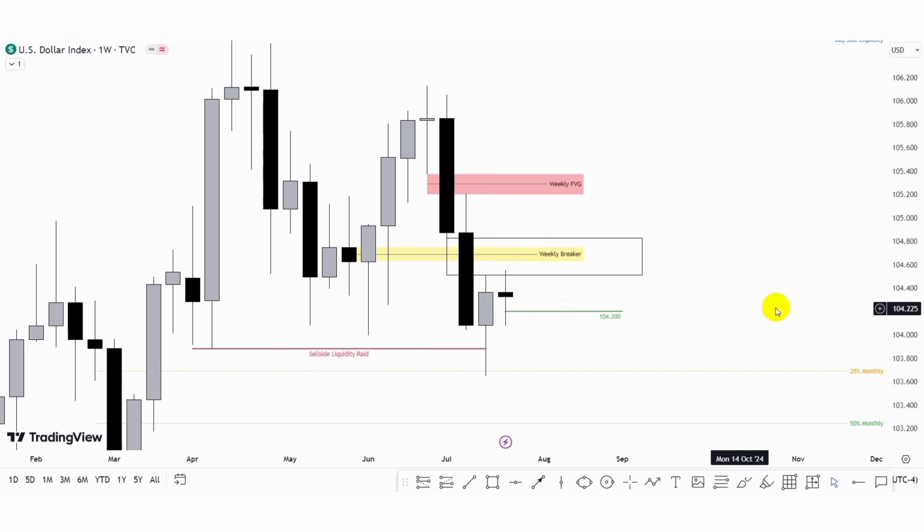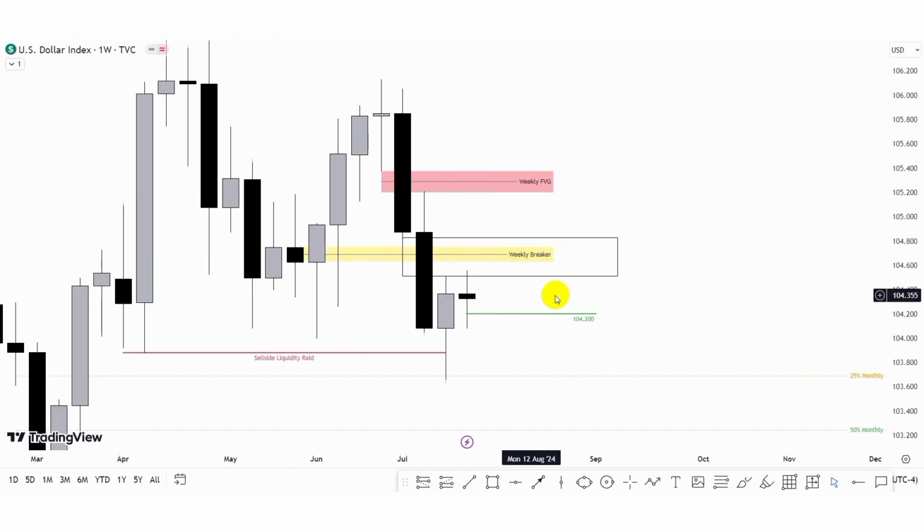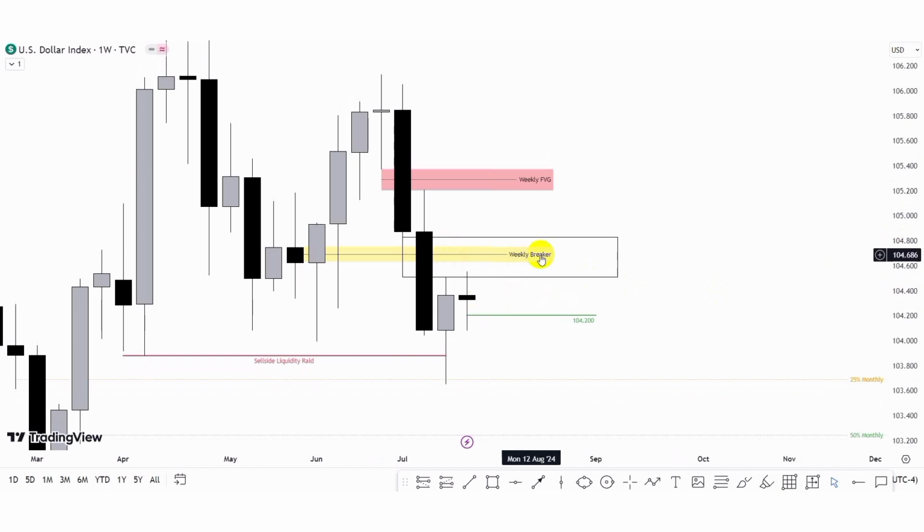So we're expecting a bullish move to the upside since price closed above this low after price swept the sell side liquidity. So for the coming week, we're still expecting a further push of price into this fair value gap in confluence with this weekly breaker. But before that happens, we are going to be expecting to see that price trade to the downside, and then we see price push into this fair value gap in confluence with the weekly breaker. So this is actually the zone we'll be looking out for.